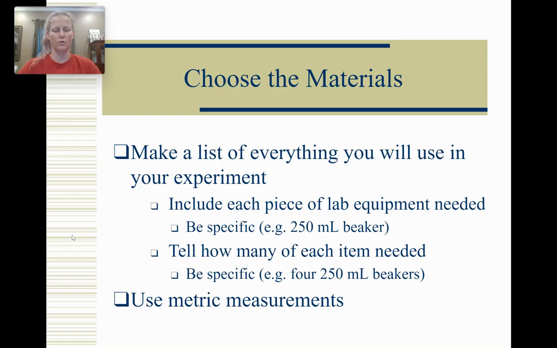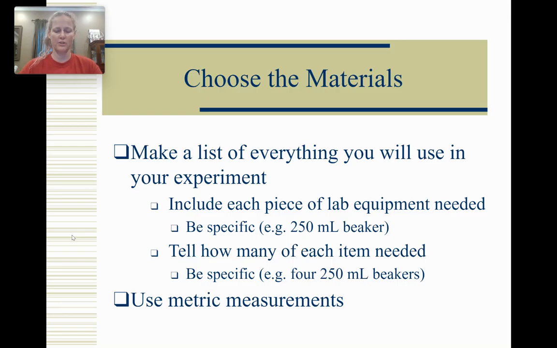So one of the first things you'll need to do after you have your hypothesis is to choose the materials that you will use in this experiment. So you're going to make a list of everything you will use. You'll include each piece of lab equipment that you need, and you need to be specific. If you need a beaker, you need to say how big of a beaker. Do you need a 250 milliliter beaker, or do you need a big 1,000 milliliter beaker?